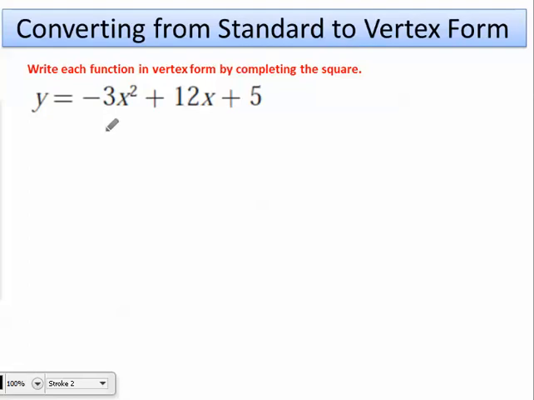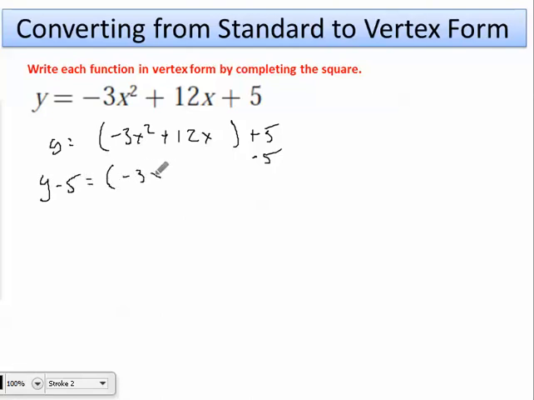I'm going to first of all separate out my x's. So, y equals negative 3x squared plus 12x parenthesis plus 5. Well, you know what? Let's just do this. Let's subtract the 5 over here. Y minus 5 is equal to negative 3x squared plus 12x. That makes it a little bit easier to deal with, right?